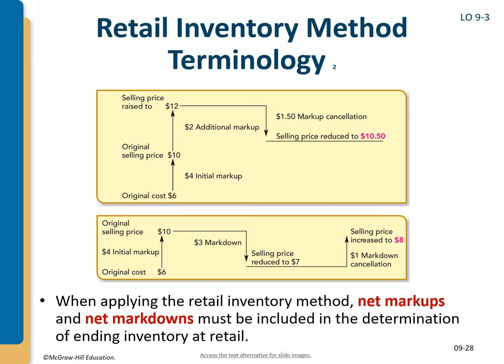So when applying this method, now we have things affecting our revenue. These net markups, so markups minus markup cancellations, and net markdowns, which are markdowns minus markdown cancellations. They do increase and decrease our revenue from the original selling price, so they must be accounted for. Because remember, when we do our inventory at cost and retail, we're saying how much did it cost and what is its original selling price. So we're not accounting for these markups and markdowns that occur. Now we have to.